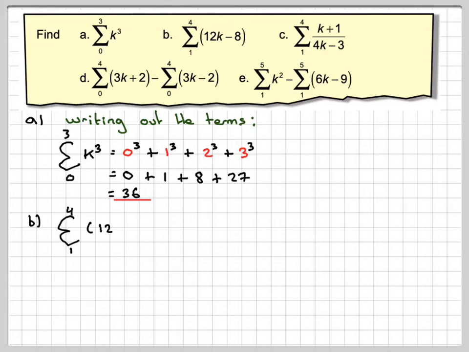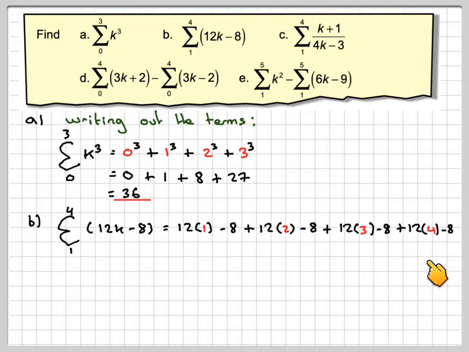Part B, 12k minus 8. Now there is a little cheat that you can do, which I'm going to show you later. But just writing out the terms first of all, you've got 12 times 1 minus 8, plus 12 times 2 minus 8. So we started at 1, we're going to end up at 4. 12 times 3 minus 8, plus 12 times 4 minus 8. So this now gives you 4 plus 16 plus 28 plus 40.